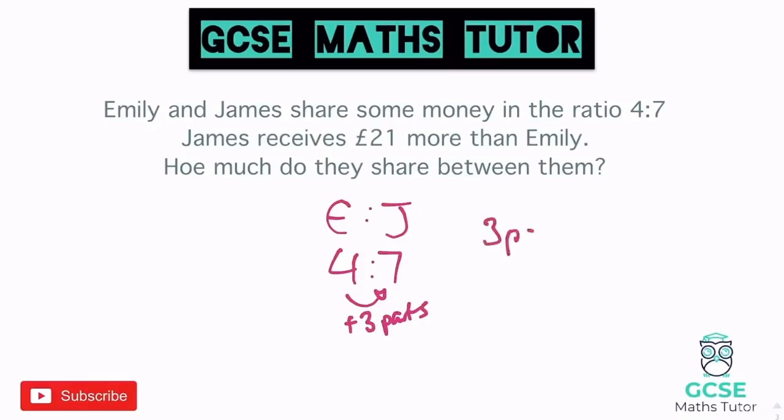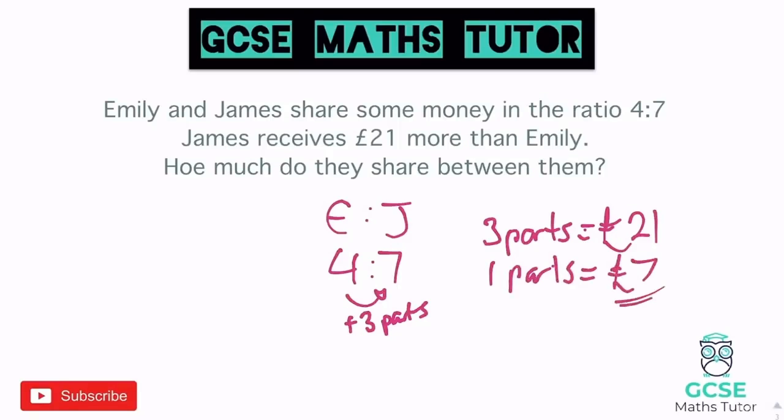So if 3 parts of this ratio equals £21, then 1 part, to divide that by 3, must be £7. And from there we can work out how much they both receive. If it was 4 to 7, let's get rid of this little bit down here.